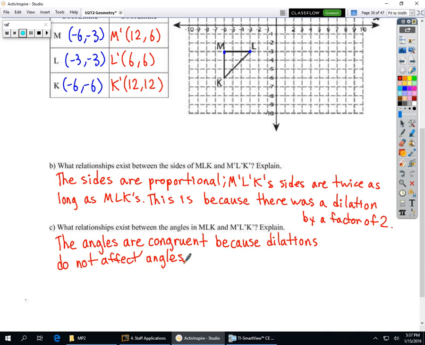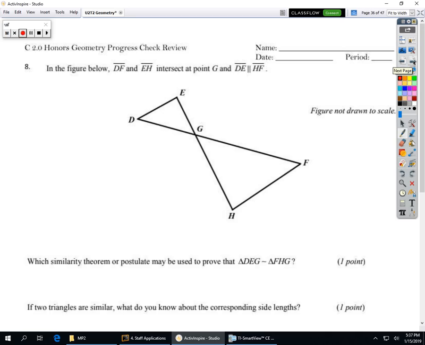Dilations only mess with the sides. They don't touch or alter any of the angles. Right, after this comes things all relating to similarity.